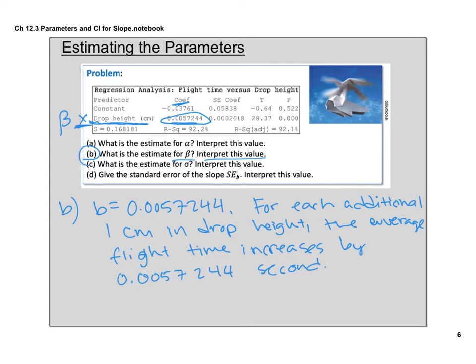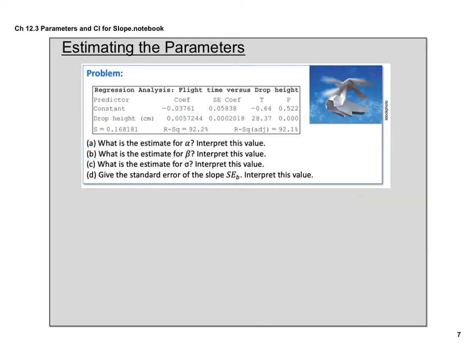So when you are interpreting a slope, you have to remember that you're going to address an increase of 1 unit of x. So whatever your units of x are, that's what's increasing, and then address how that changes y. Okay, next one, what's the estimate for the standard deviation?